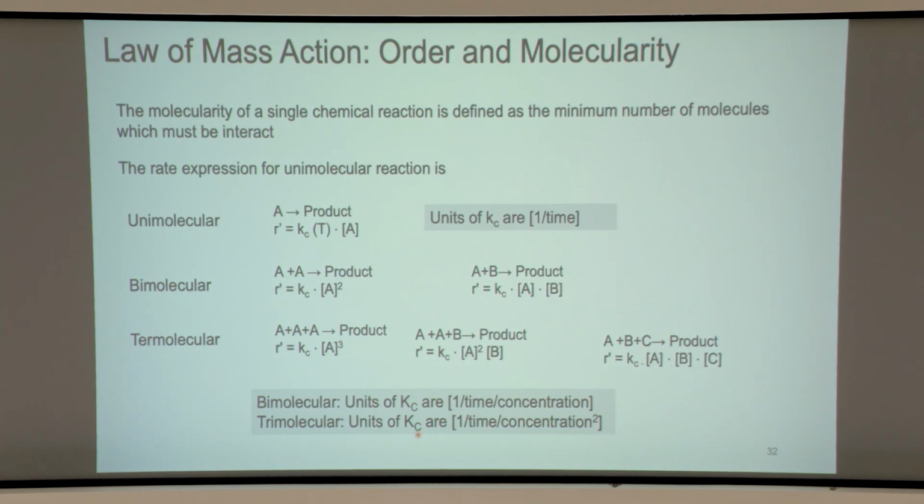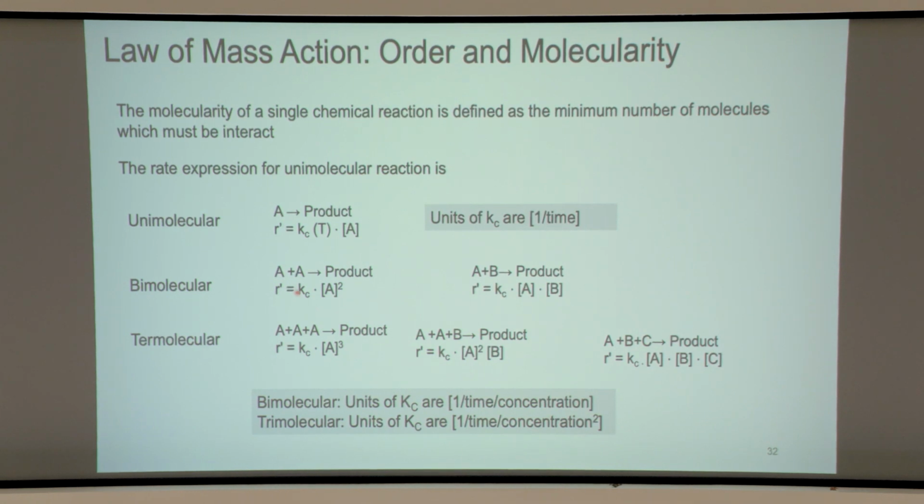All the reactions are governed by the law of mass action. So that's where we say the molecularity of a single chemical reaction is based on the number of moles which must interact in the system. And for a unimolecular reaction, species A goes to products. The law of mass action says the rate of reaction is k, some rate constant, times a function of temperature, times the concentration of the species. So this k, function of temperature term, is what gives us the temperature dependence of our system.